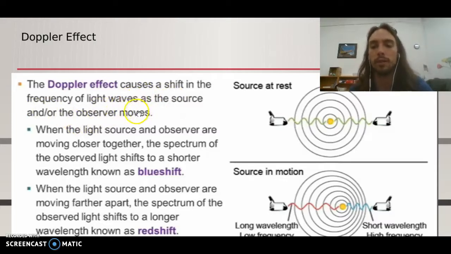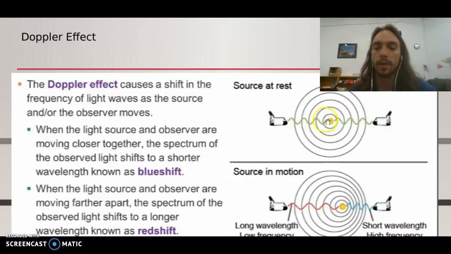If you think about a police car or an ambulance, this is the example that everyone gives. When it's going towards you, the frequency starts to pick up and it starts to get higher pitched. That example is this right here. It's called a blue shift, and that's when the light source and the observer are moving closer together.